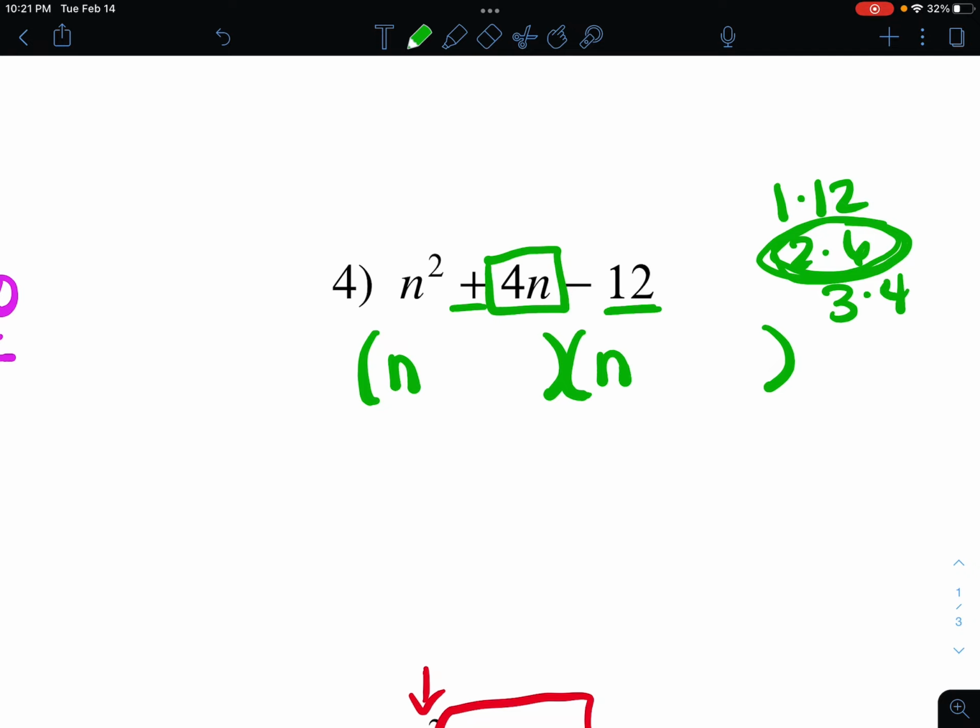So we know that it's going to have to be the 2 and 6, right? Those are the 2 that are going to give me a positive 4. So I know I'm going to want a positive 6 minus 2 because that gives me a positive 4. If I had switched the signs, that would give me a negative 4. So that's the solution. That's the factored form of n squared plus 4n minus 12. Okay, so all it is is the distributive property backwards.